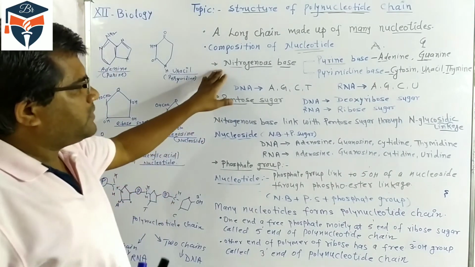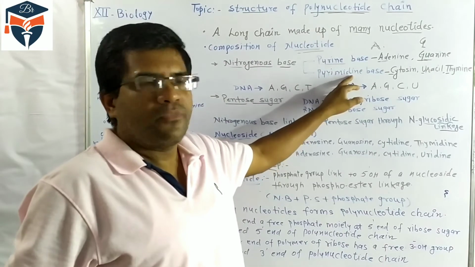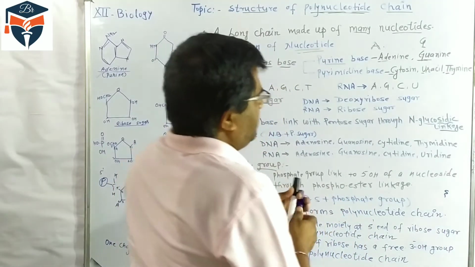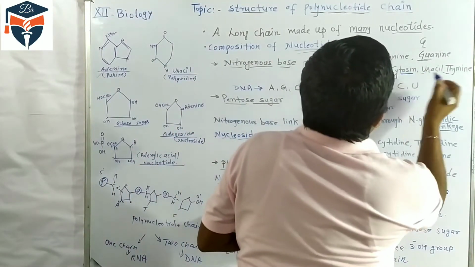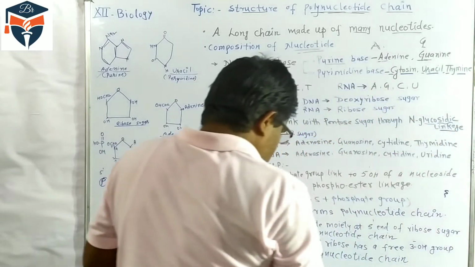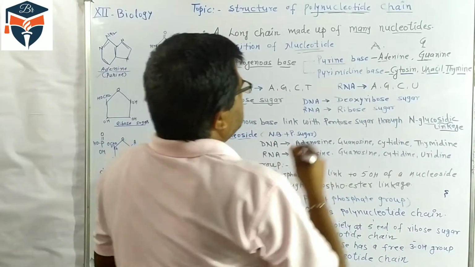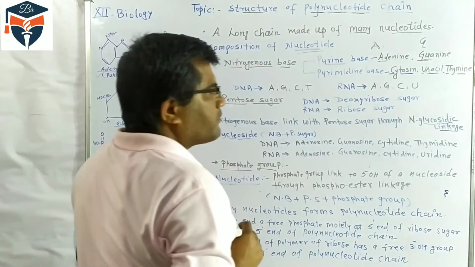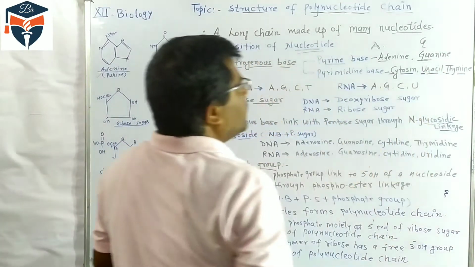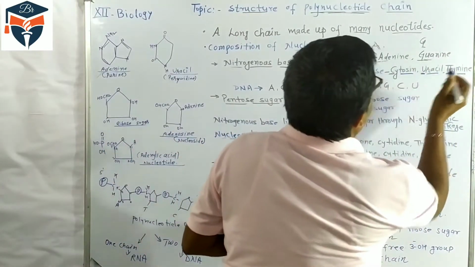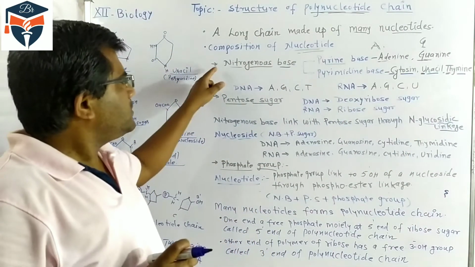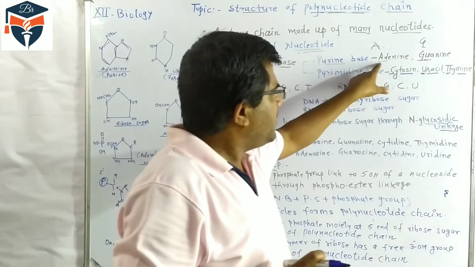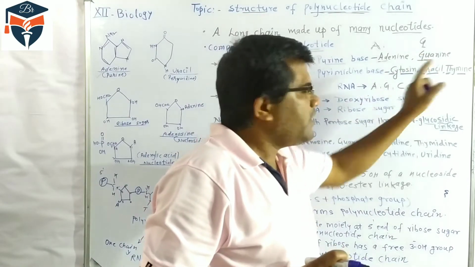Now the second category of nitrogenous bases is pyrimidine. The pyrimidine bases are cytosine, uracil, and thymine. These are the three nitrogenous pyrimidine bases. Cytosine is represented by capital C, uracil by capital U, and thymine by capital T. So the nitrogenous base in a nucleotide may be adenine, guanine, cytosine, uracil, or thymine.